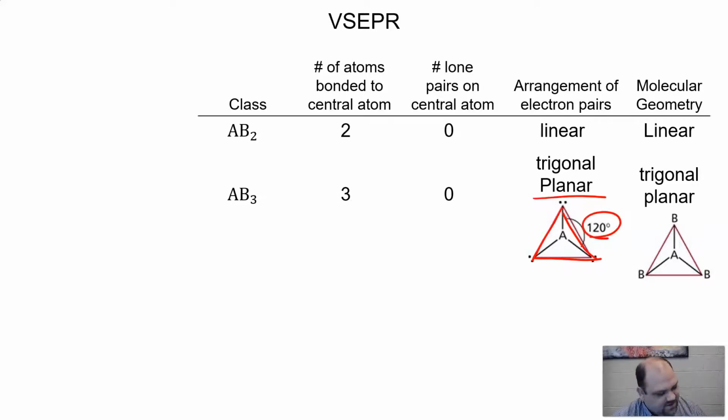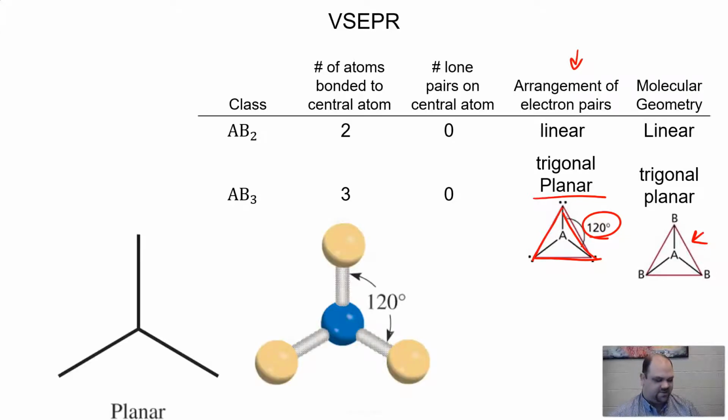And you see the bond angle of 120 degrees. Because there's no lone pairs, this trigonal planar is also the geometry for the molecular geometry and the lone pair or electron geometry. A good example of this would be something like BF3.